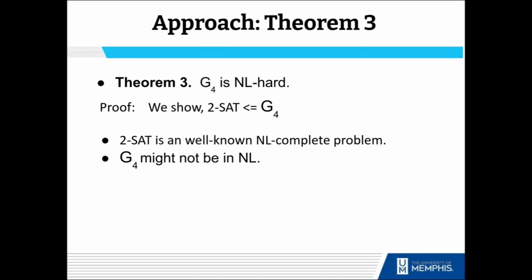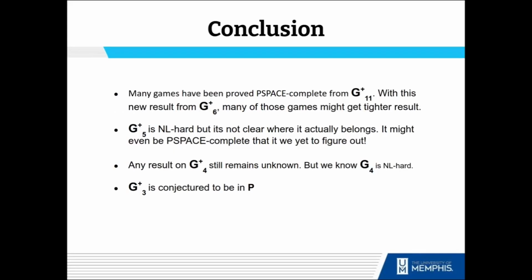And we couldn't find any result for G4 positive, but we were able to find a result for G4, and we found that G4 is NL-hard. So we show that 2SAT is reducible to G4, and we know 2SAT is a well-known NL-complete problem. But interestingly, G4 might not be in NL, it might be harder than that, but we don't know yet.